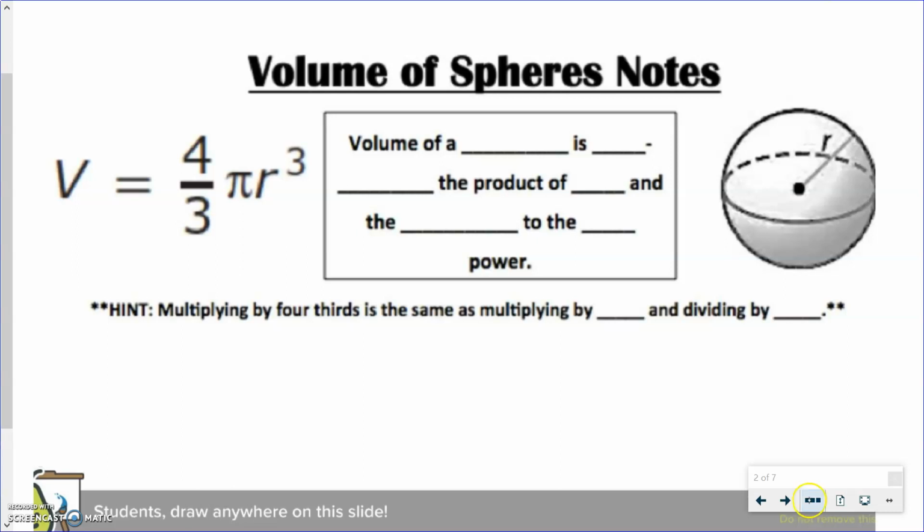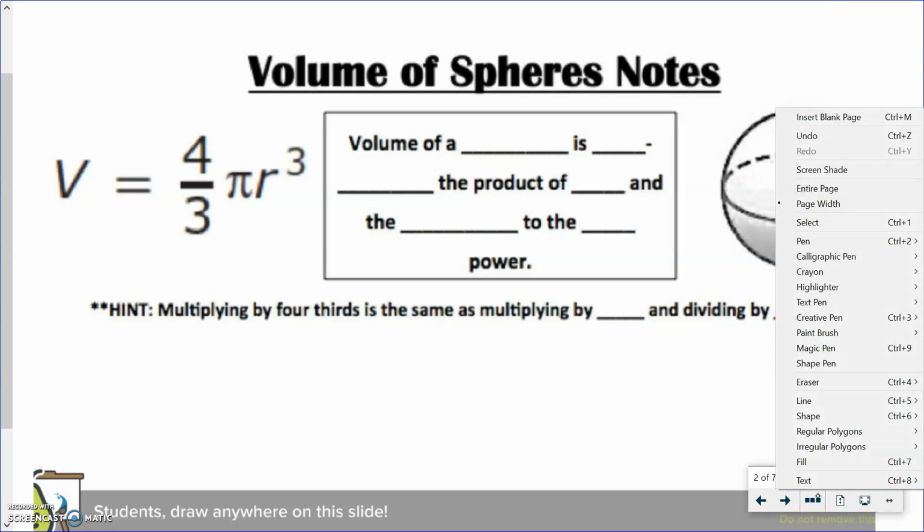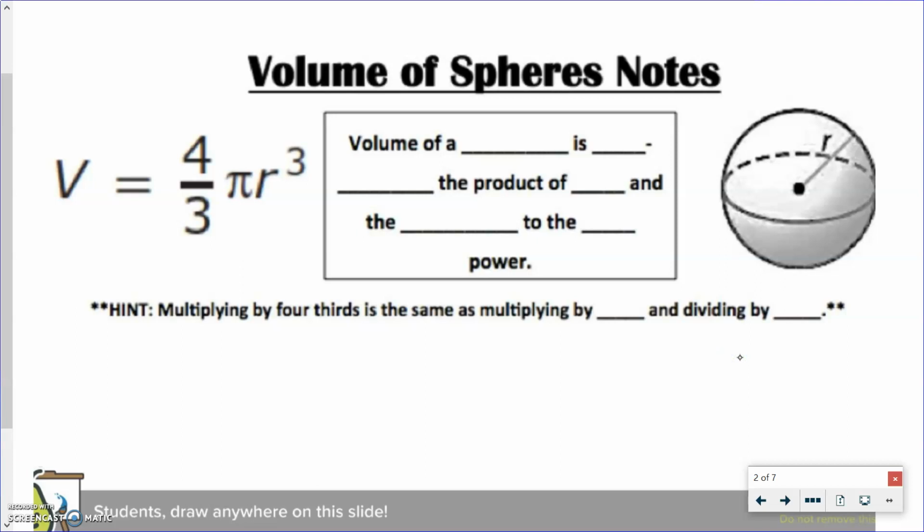Volume is the space or the capacity that's inside of an object. Before we've been going over surface area, which is around and outside, but now we're going over volume, which is the space and the capacity that's filled within the object. The formula for volume of a sphere is 4/3 times pi times radius cubed.